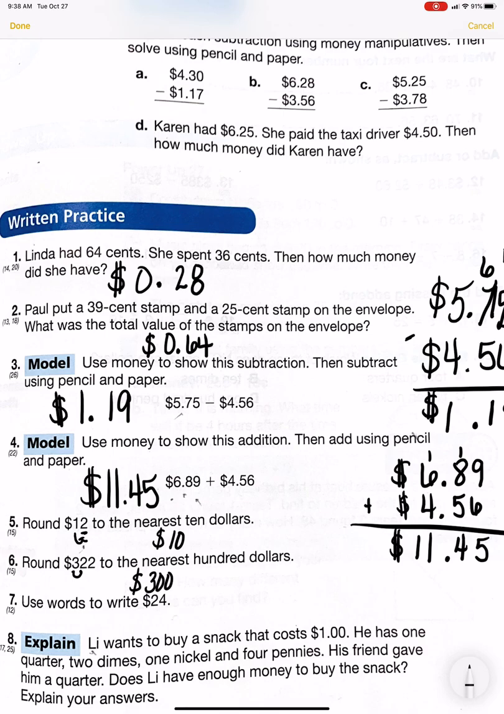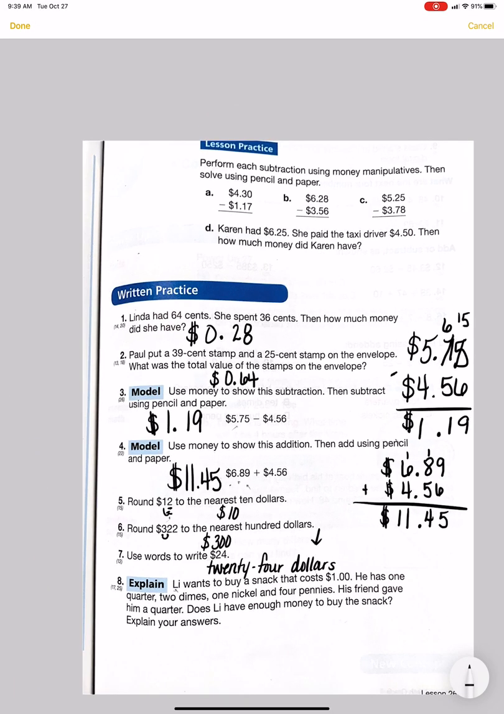Use words to write $24. $24. You're going to have to pause. This is an important part of your answer, the word dollars, because there is a dollar sign.